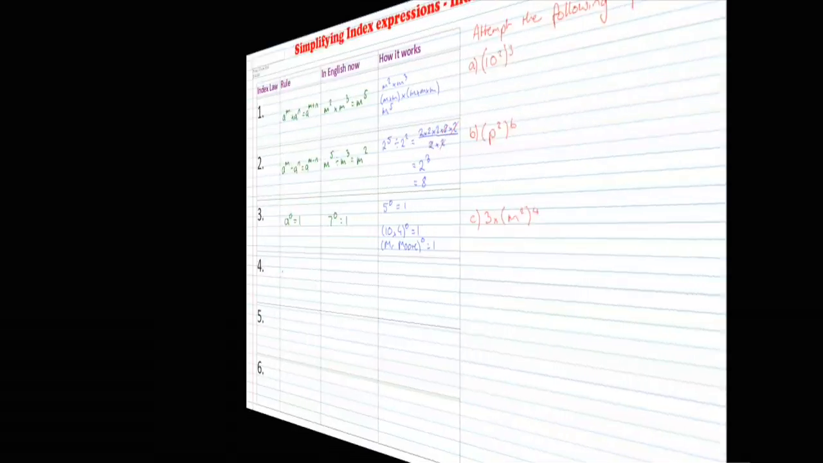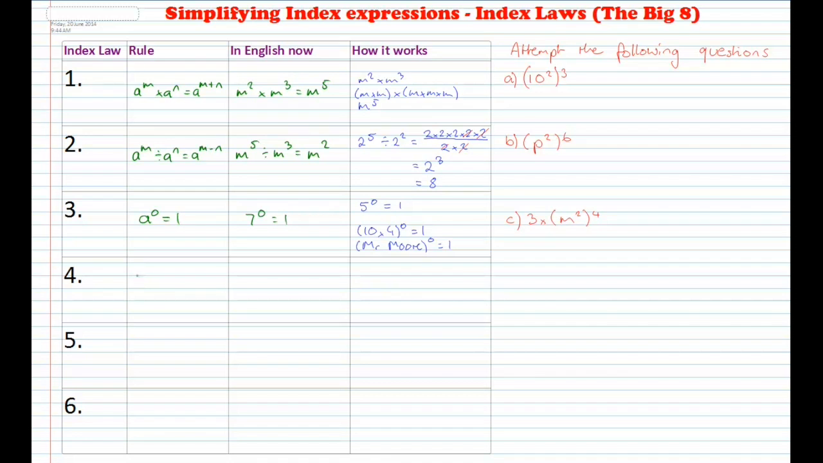Index law number 4. Law 4 states that if I've got a to the power of m inside brackets and then I put it to the power of n, what that gets me is a to the power of m times n, or a to the power of mn. Basically, this means if I've got p to the power of 2 inside brackets and then I cube it, I get p to the power of 6.